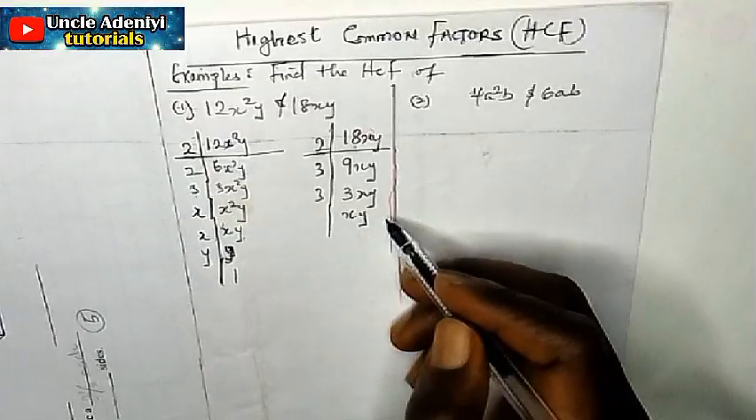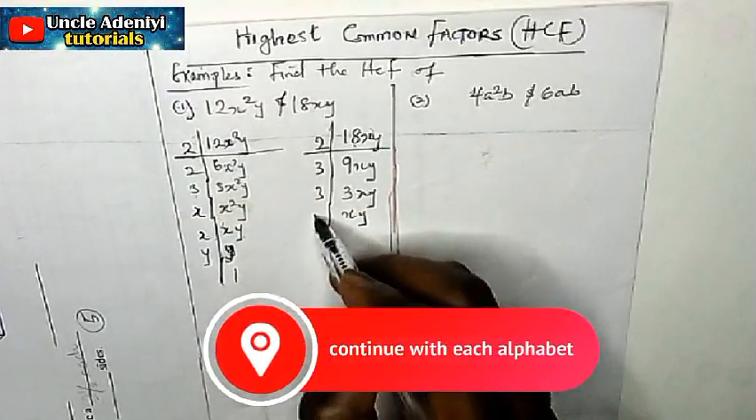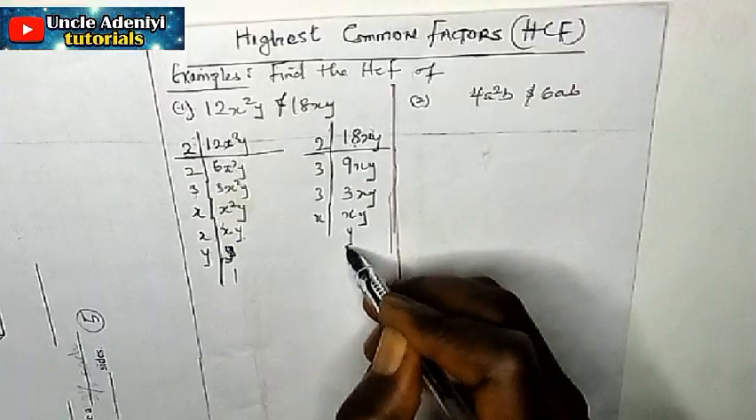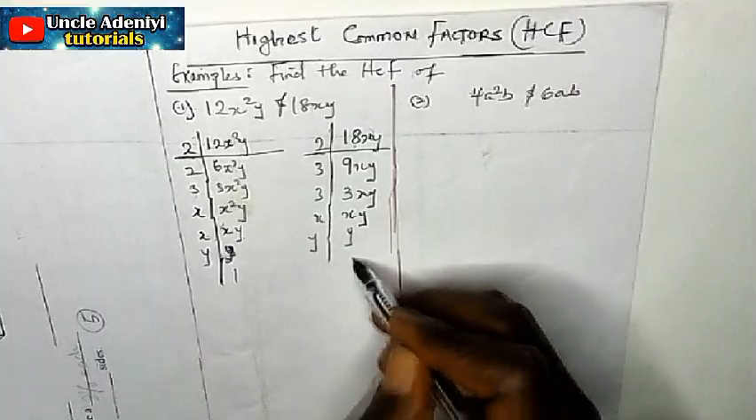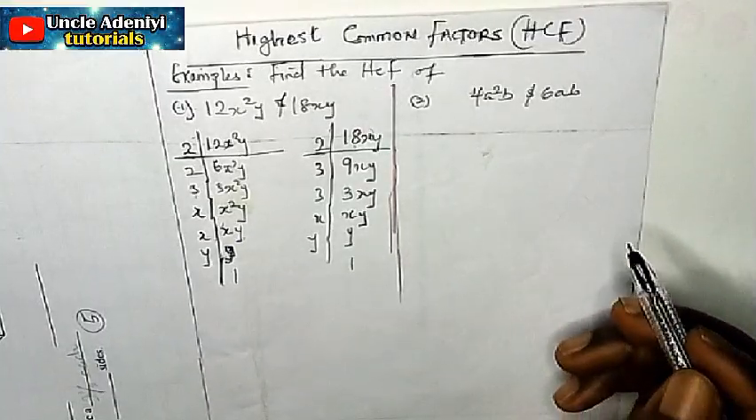So now we are done with the numbers. So remain letters. x can go. x will give you what? y. y can still go, and will give you 1. Do you understand?